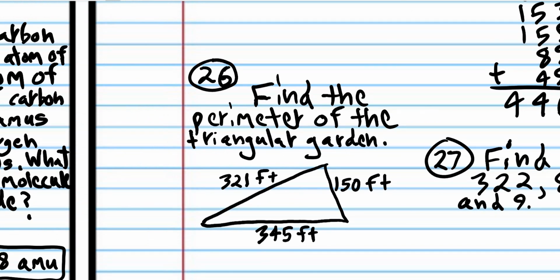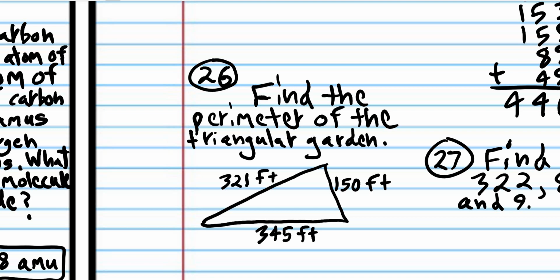Find the perimeter of the triangular garden. We haven't learned perimeter yet. Perimeter is one-dimensional. It's like measuring the length of a string, or the length of a ruler, or how tall you are, or the distance from San Diego to Cincinnati. It's just a length. But here we have 3 lengths. So the perimeter is the distance around something.